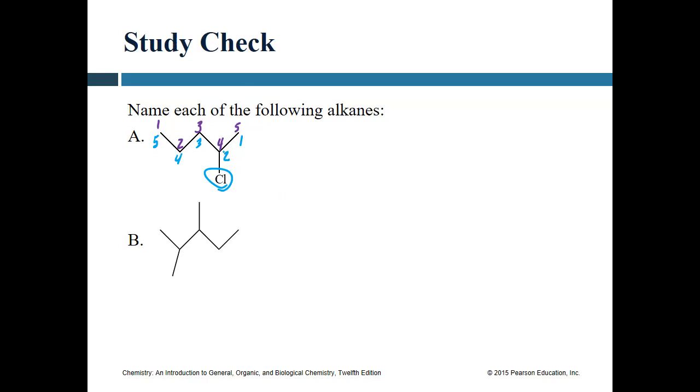The reason it's going to be 2 is because I've got either 2 or 4 to choose from, and 2 is the lower number. So this is 2-chloro. And the chain is pentane because it's 5-membered. So I would just put them together: 2-chloropentane.